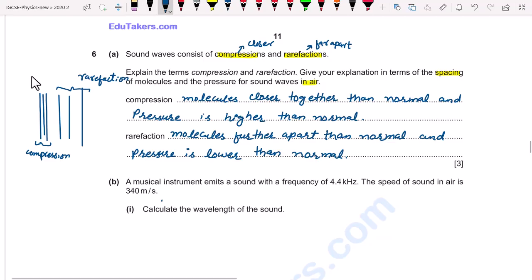Part B. A musical instrument emits a sound with a frequency of 4.4 kHz. The speed of sound in air is 340 meters per second. Part 1. Calculate the wavelength of sound.